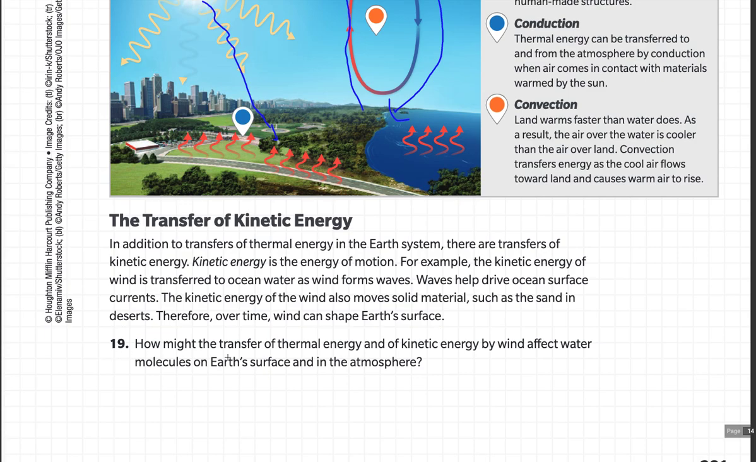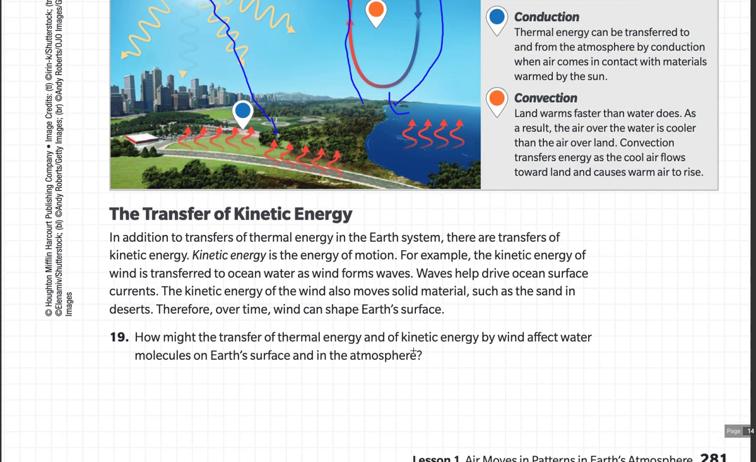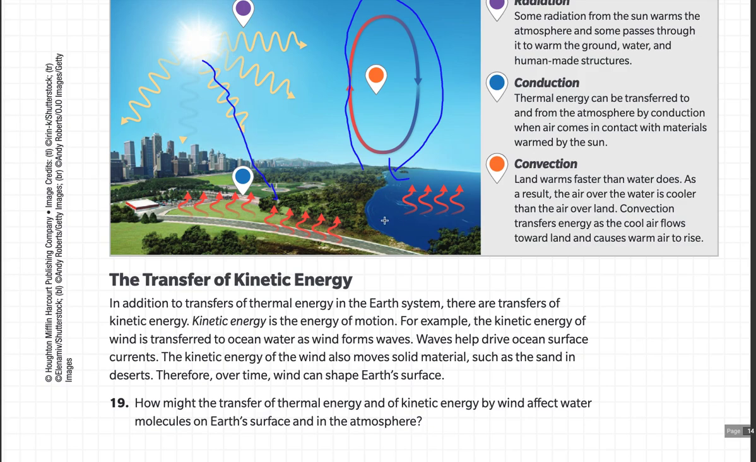This question says, how might the transfer of thermal energy and kinetic energy by wind affect water molecules on Earth's surface and the atmosphere? How might the transfer of thermal energy, so remember this is heat energy, and kinetic energy, that's the movement of molecules, by wind, affect water molecules on Earth's surface and in the atmosphere? So on Earth's surface, the transfer of thermal energy, the heat and the movement of other molecules would warm water, and it could also move it around, like the waves from wind and things like that.